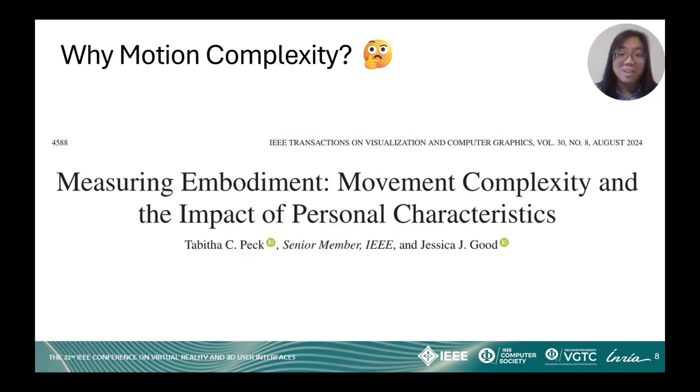So why motion complexity? How did we get here? Well, motion data has been shown to be a promising objective indicator of cybersickness, and we believe that motion complexity could be a new angle for analyzing motion data. And this idea was the result of seeing the work by Peck and Guth in which they measured embodiment using movement complexity. Both embodiment and cybersickness are extremely challenging to measure, and this is because of the variance caused by the individual differences of the user, as well as having to rely on self-reported subjective measures. Since motion complexity has been shown to predict self-reported embodiment scores, we started wondering if this same relationship existed between motion complexity and cybersickness.